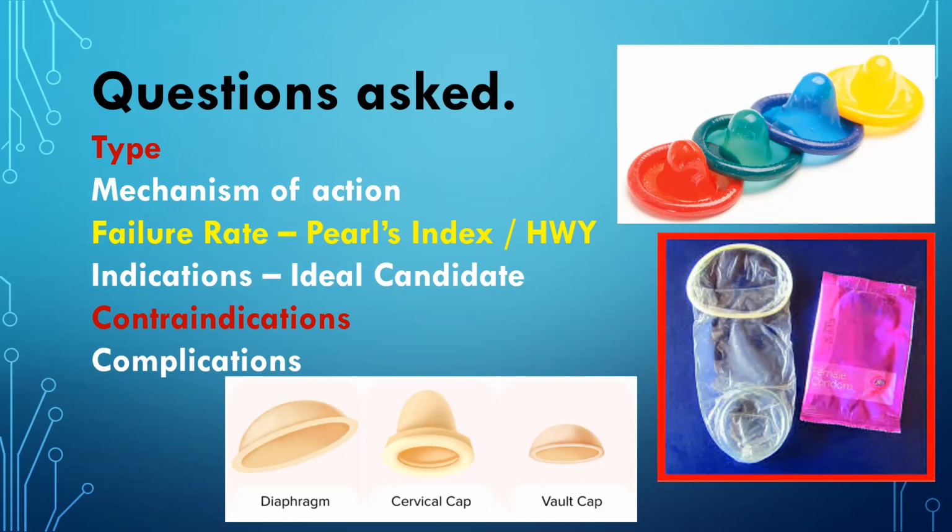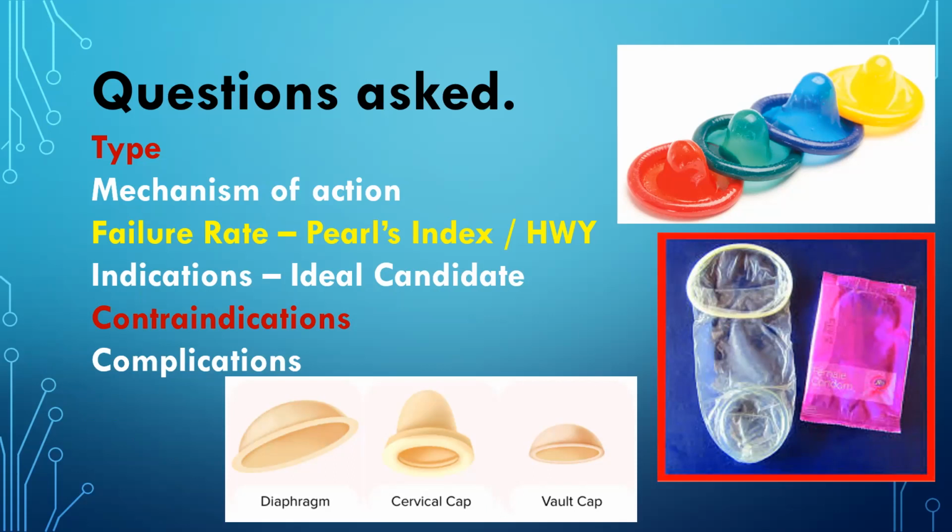Then indications: depending on the type of couple, a newly married couple, a couple having one child or a couple having two children, you need to write down which type of contraception is indicated. Usually indications will be asked for IUDs and hormonal contraceptives. Then contraindications also will be asked for hormonal contraceptives and IUDs. And usually they also ask about complications.